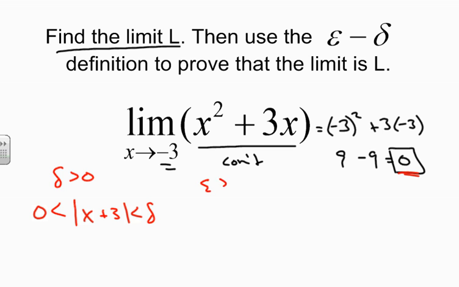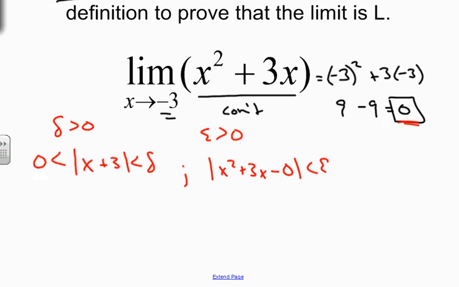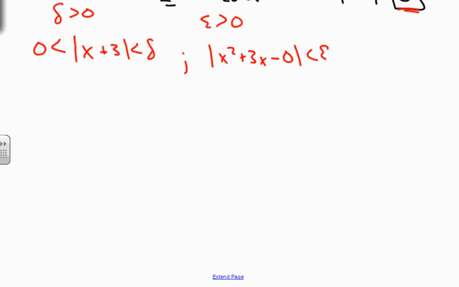We're also going to have an epsilon, which is going to be greater than 0. And this is going to have a value where we're going to have our function, which is |x squared plus 3x, minus our limit|, and our limit is going to be 0 in this case, which is going to be less than epsilon. Now, our goal here is to take x squared plus 3x and make this inequality resemble this inequality right here.